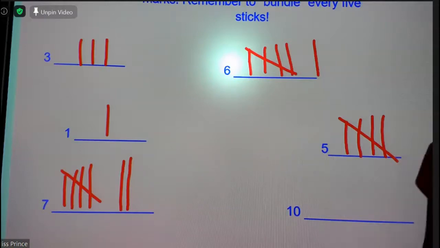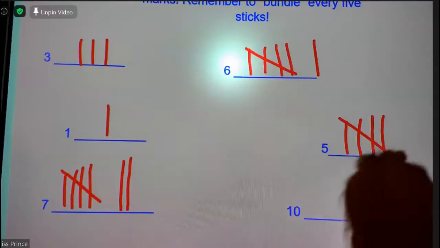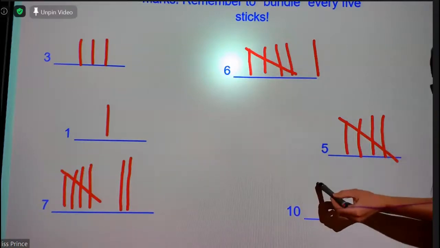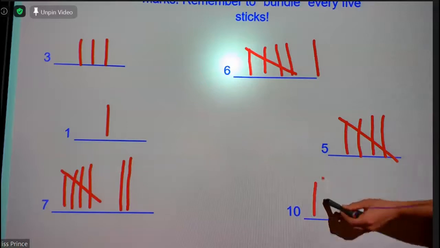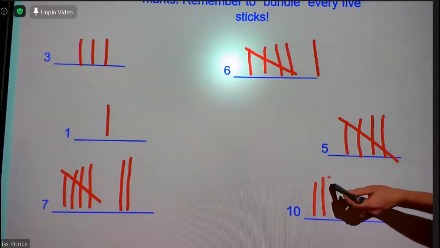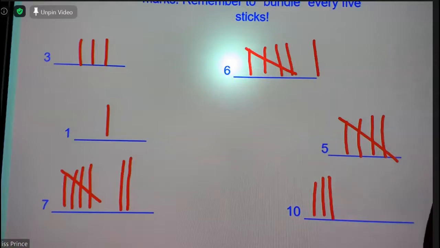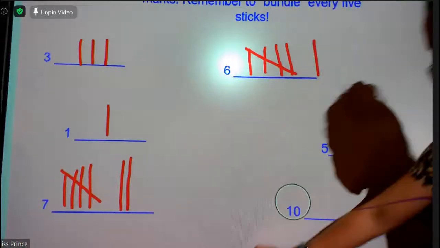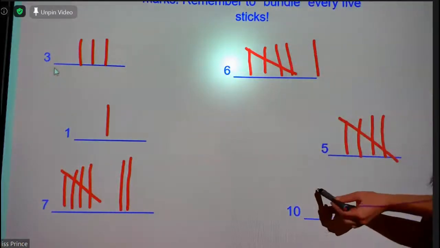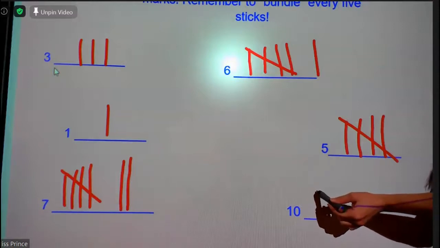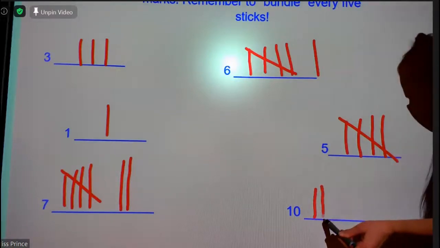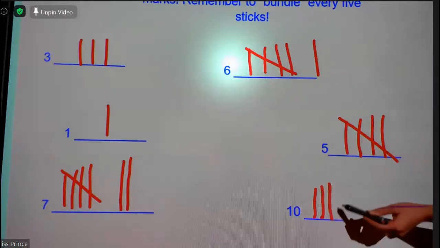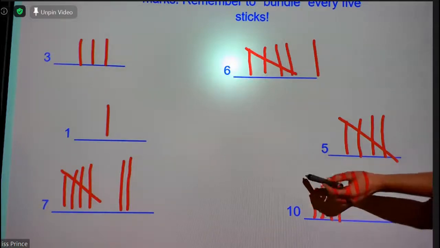Here we go. We're going to do 10. Ooh, 10's kind of tricky. First graders at home, are you ready for 10? I know you can do it. Here we go. Count with me. 1, 2, 3. Oh, I'm going to wait for Mason. Okay, we're going to start over. I need to make sure all my friends are ready. Here we go. 1, 2, 3, 4. Bundle.